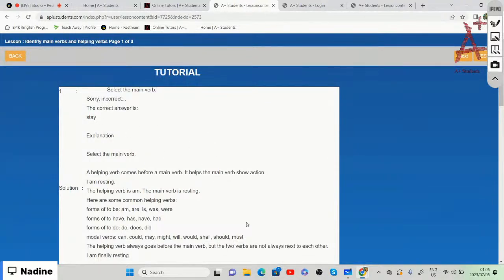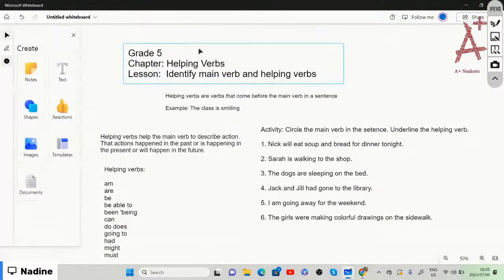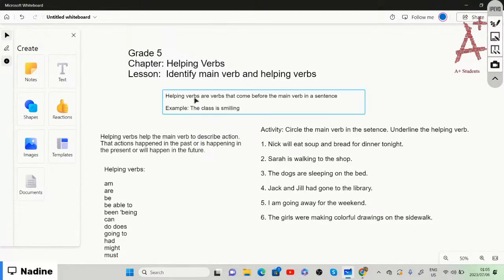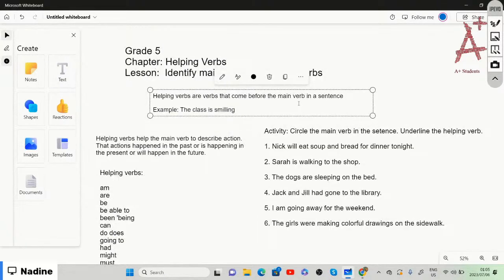Before we go on to our tutorial, we are doing helping verbs and identifying the main verb and the helping verb. Helping verbs are verbs that come before the main verb in a sentence. For example, the class is smiling. Can you identify what the main verb is within that sentence? We need to first identify the main verb.